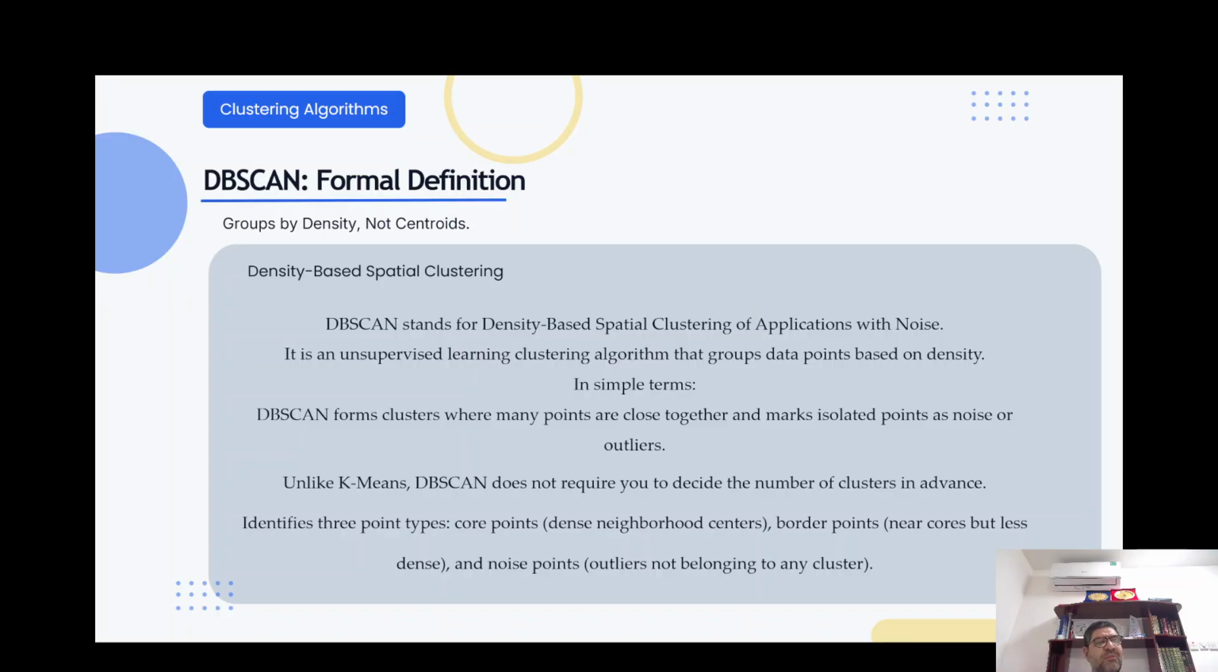So there are 3 different categories of points on the basis of which it is creating these clusters. Dense neighborhood centers are called core points. Border points are those which are near cores but less dense. And those points which are very scattered are outliers or the noise points. So they are outliers not belonging to any cluster.